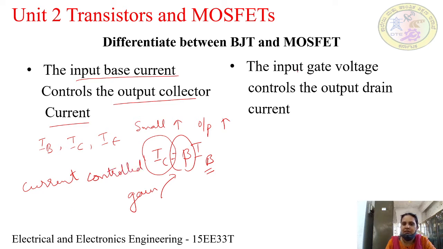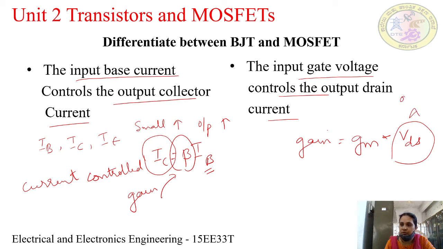Now let us look at the MOS. In the MOS, we have the gain which is given by the transconductance gm times VDS, or delta VDS. What is VDS? It is the output. What is the gain? It is the amplification factor: how the drain current is being amplified, or the input gate voltage is being amplified. So by what factor?